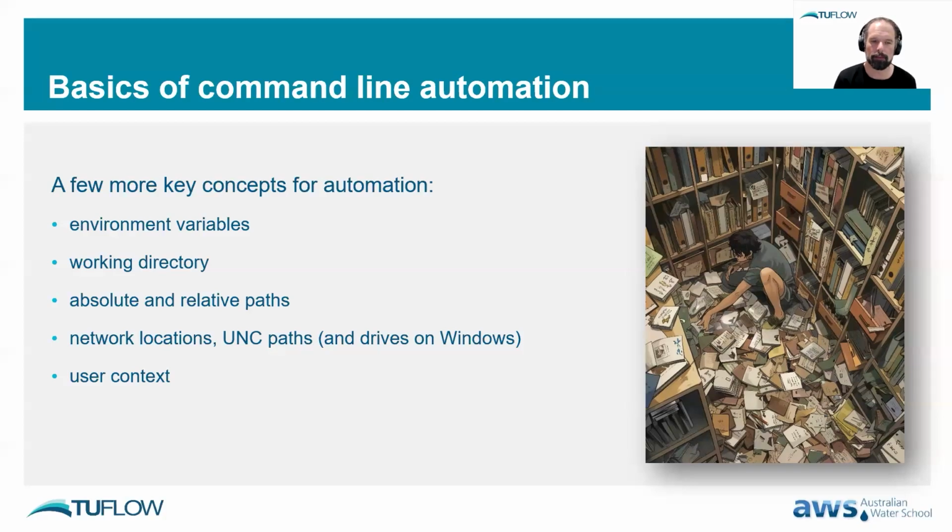Think about the concept of network locations, referring to them directly, and specifically something called Universal Naming Convention paths, or UNC paths, which means pointing to somewhere on the network, not using drive letters on Windows, for example, but using the machine name that the resource is actually on, which allows you to then do your automation from any location on the network.